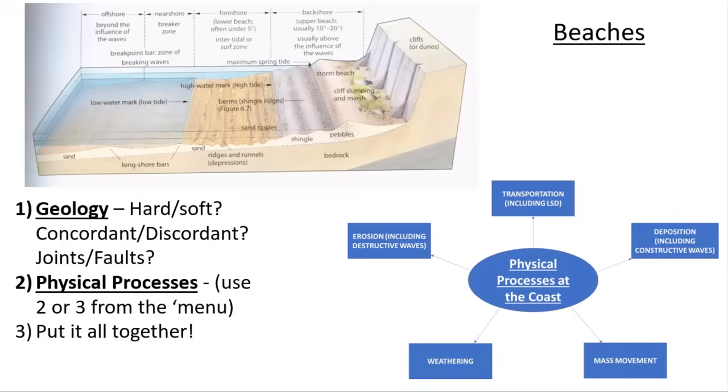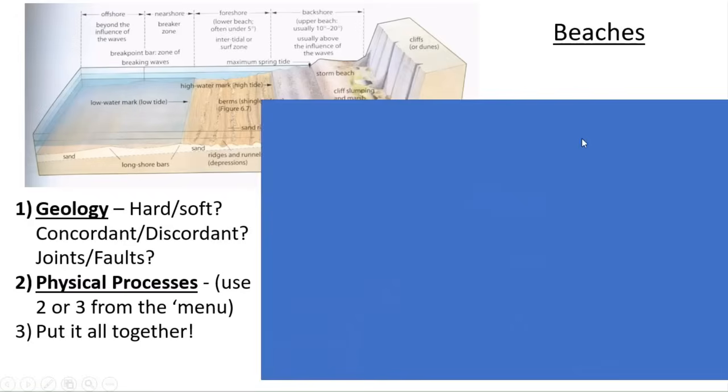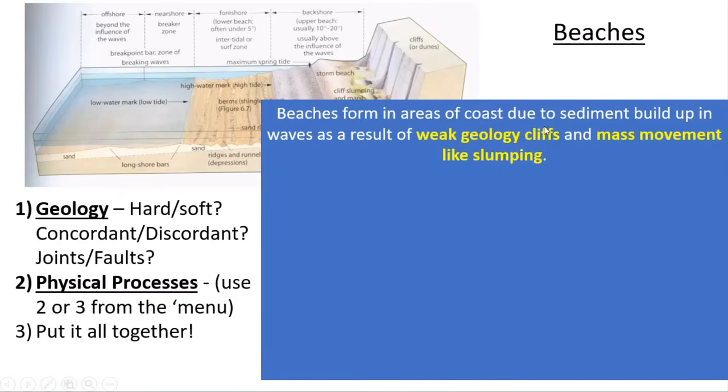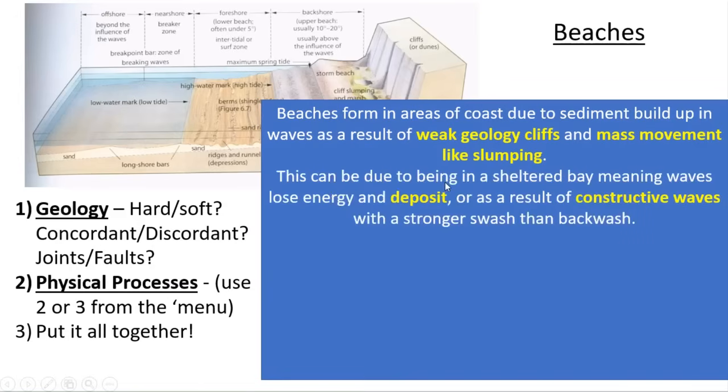And I'm just going to give you the answers from this point forward. So beaches form in areas of coast due to sediment build-up in waves as a result of weak geology cliffs. So to form a beach, you need sediment, and that sediment needs to be in the waves. That sediment has to come from somewhere. So I've mentioned weak geology cliffs like sandstone or clay, and those sandstone cliffs have been easily eroded by mass movement events like slumping, and it's chucked a lot of sediment into the beach or into the sea, which is now going to form the beach.